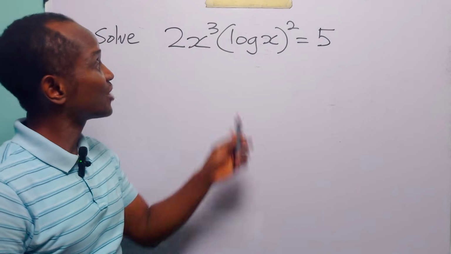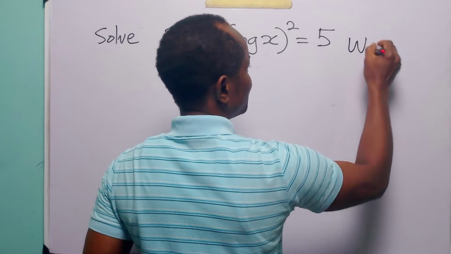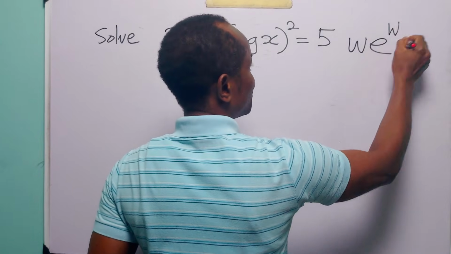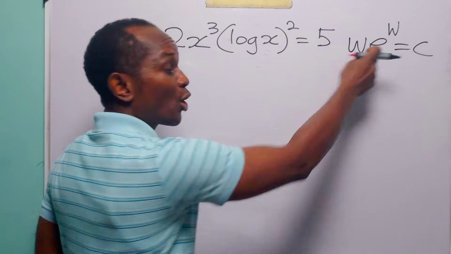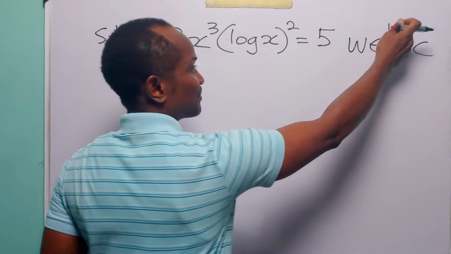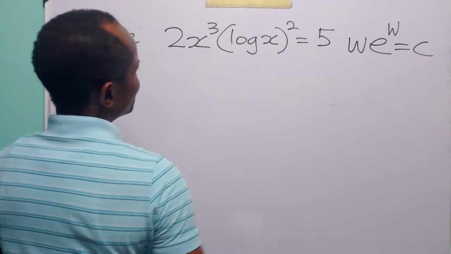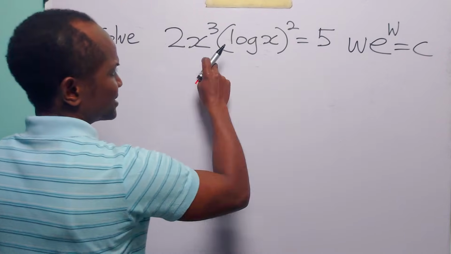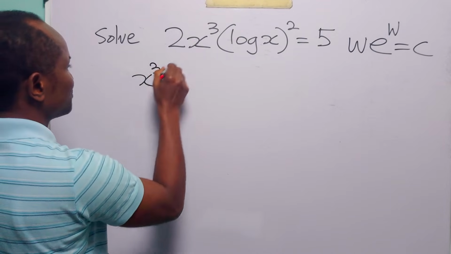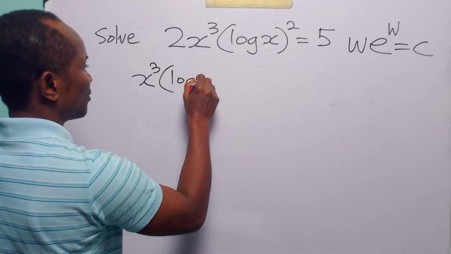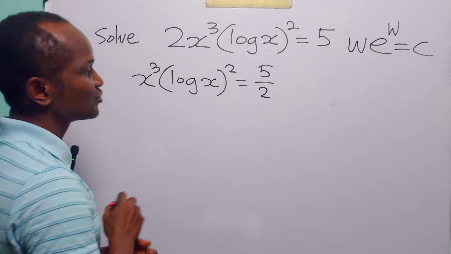The tricky part is trying to manipulate this equation into the form w times e to the power w is equal to a constant, where what we have before the Euler number is exactly the same thing as the exponent of the Euler number. Now, to solve this equation, let us start by dividing both sides by 2. When we do that, we have x cubed times log x squared is equal to 5 over 2.